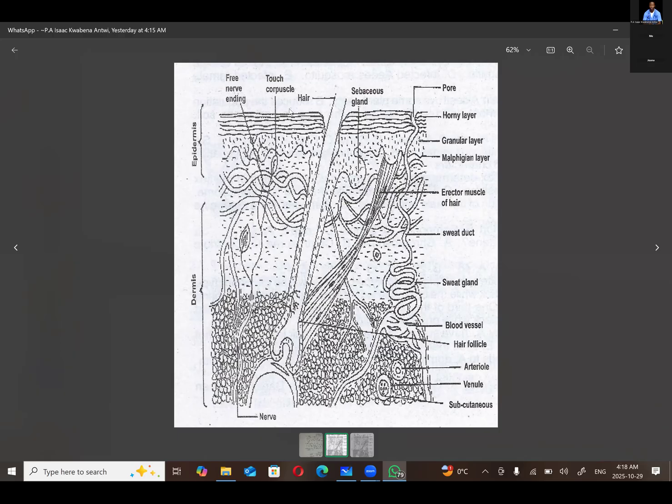Yeah, so then we spoke about the function of the nerve ending. Can you tell me what that is? Sensation, but say it properly. It detects sensation like temperature, touch, and pain. Yeah, exactly.